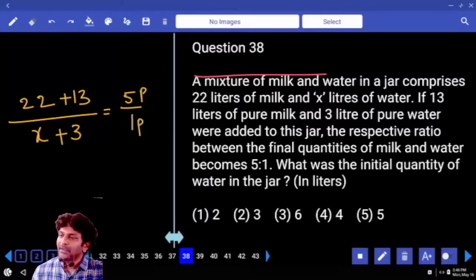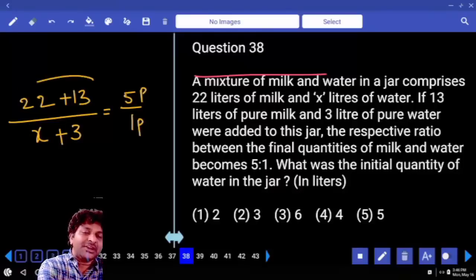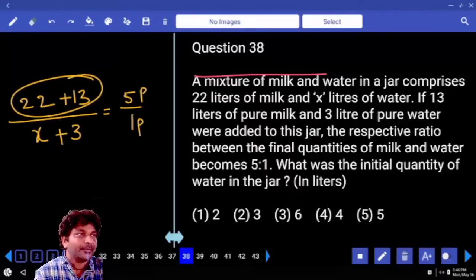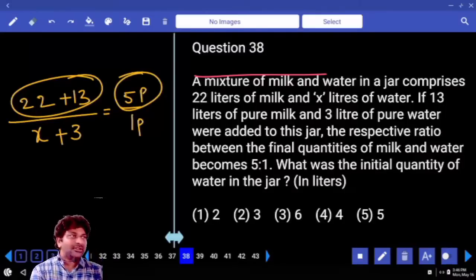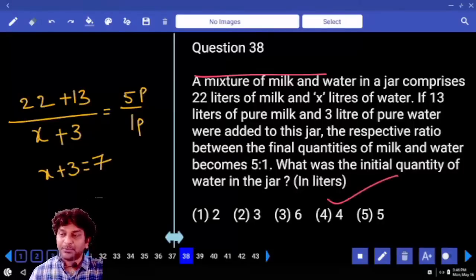Correct? Next, what was the initial quantity of water in the jar? Initial quantity of water in the jar in the sense X only, right? Left hand side numerator, how much is this total? 35. Right hand side numerator, that means 5 parts is equal to 35. 1 part is equal to 7, that means x plus 3 must be equal to 7. X is equal to 4.